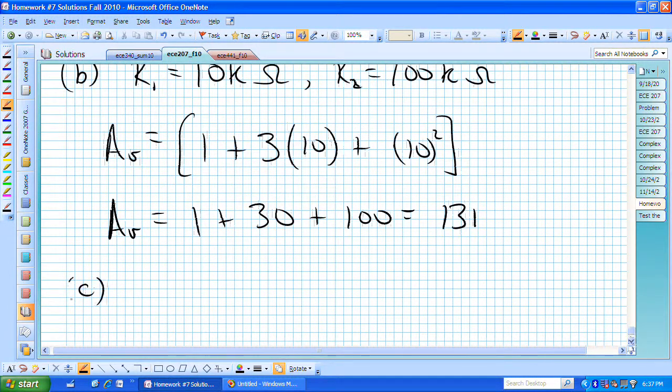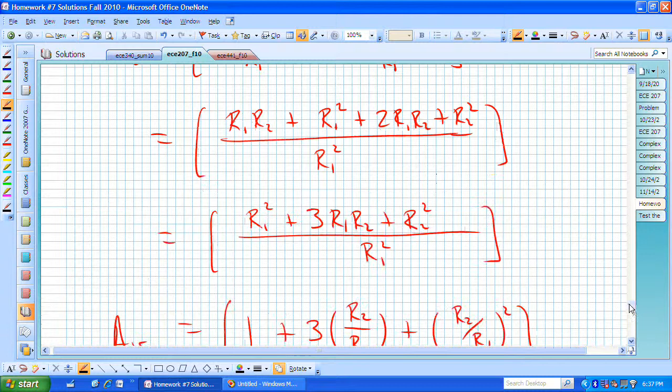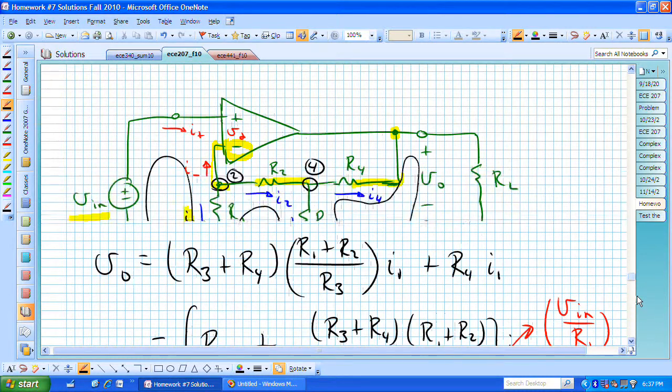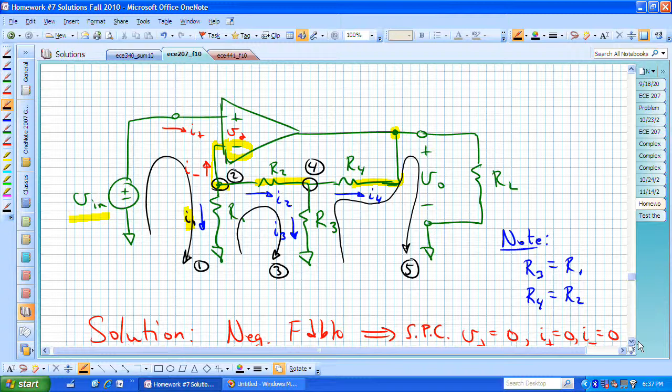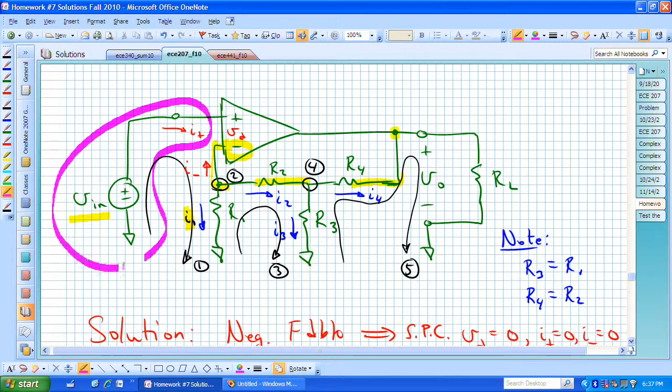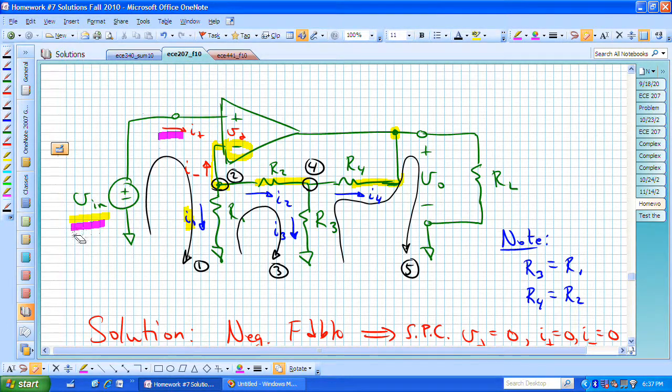For Part C, what they were looking for was to find the input impedance. If we go back to our circuit, which is a few scrolls away, what we are looking for is we're trying to find the input impedance based on this input voltage and this input current into our system. Let me go ahead and get rid of that, because you'll wonder where that came from later, maybe, if you're looking at just the printout. So let me erase the magenta highlight.